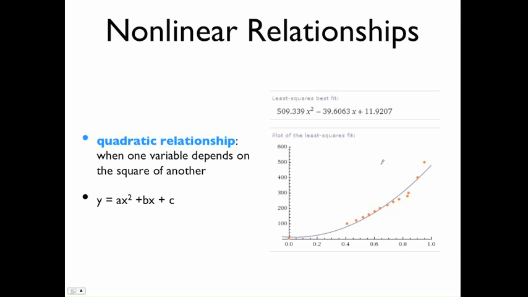A nonlinear relationships, there's quite a few of these. A quadratic relationship is when one variable depends on the square of another. So you can see this data, if I were to try and make a straight line for it, it wouldn't really be great. You can see that we've got this data point over here, and it would actually work better as kind of that curved line. And so this data has a quadratic relationship.